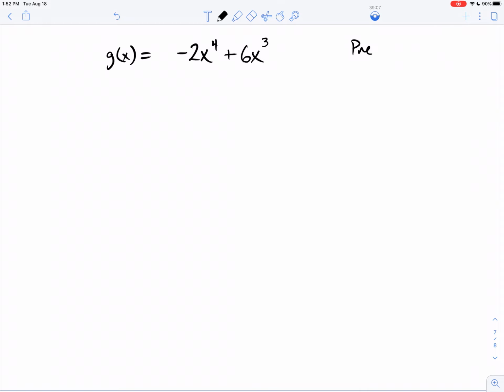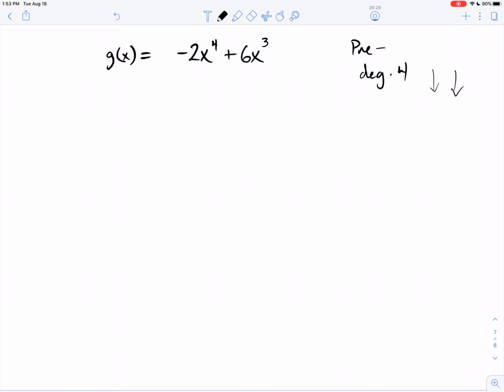I want to know the degree of pre-factored form. So this would be degree 4. Degree 4 is even, but there's a negative in front of the highest power. So I don't want to draw this graph going up, up. I'm going to draw it with end behavior down, down.